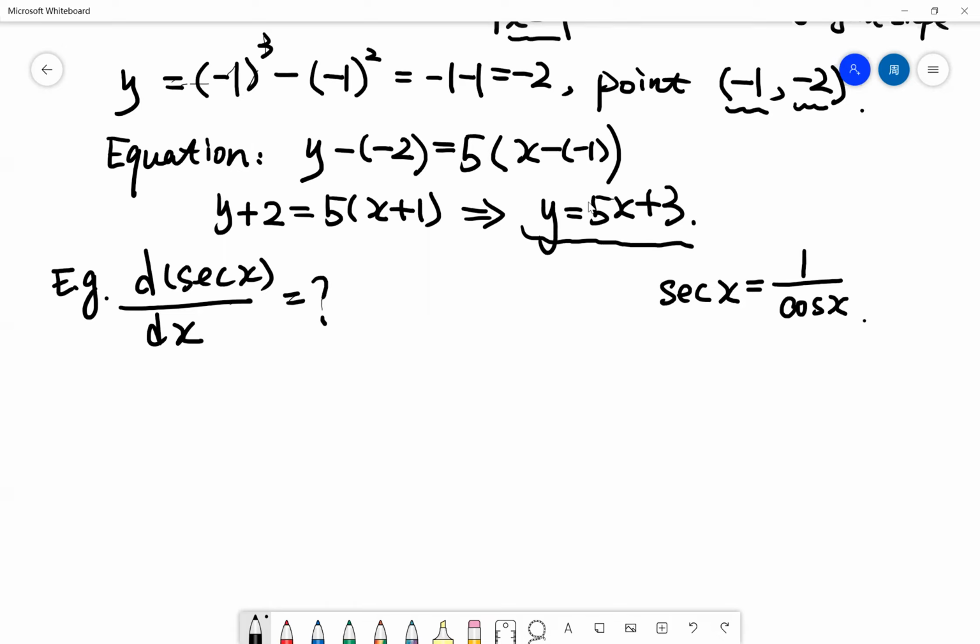You all don't have the procedure and you can get the result directly, right? So from the function sec x, you can get d sec x by dx equals sec x times tangent x. So give me the procedure, I don't want just the result, okay?